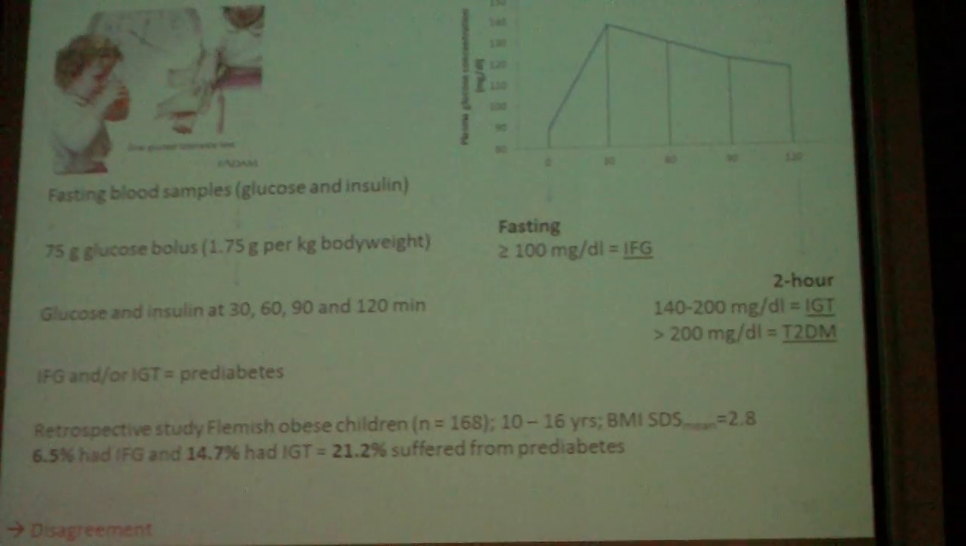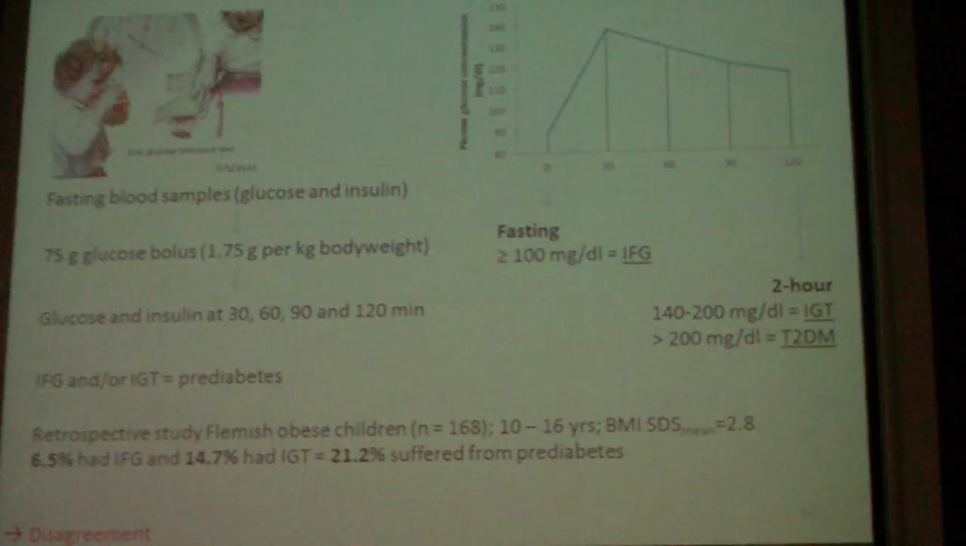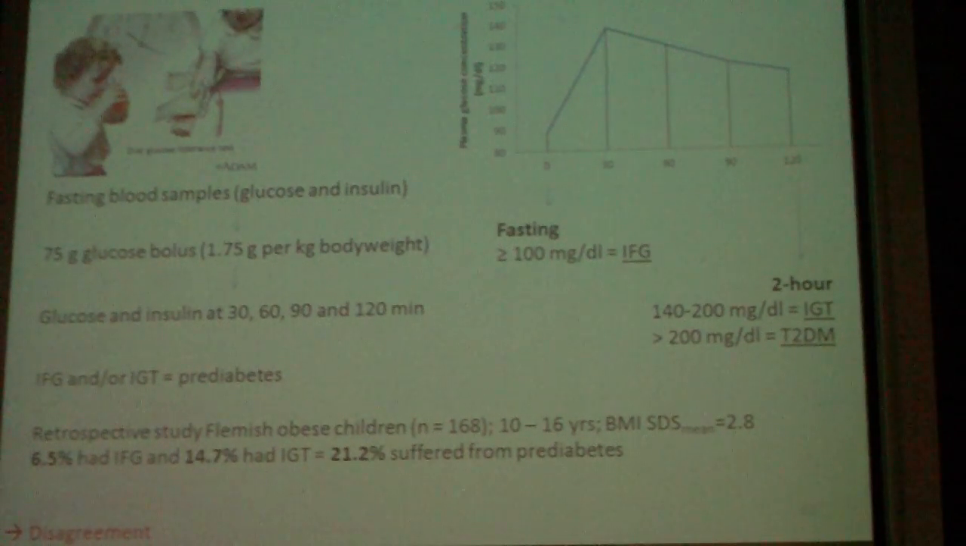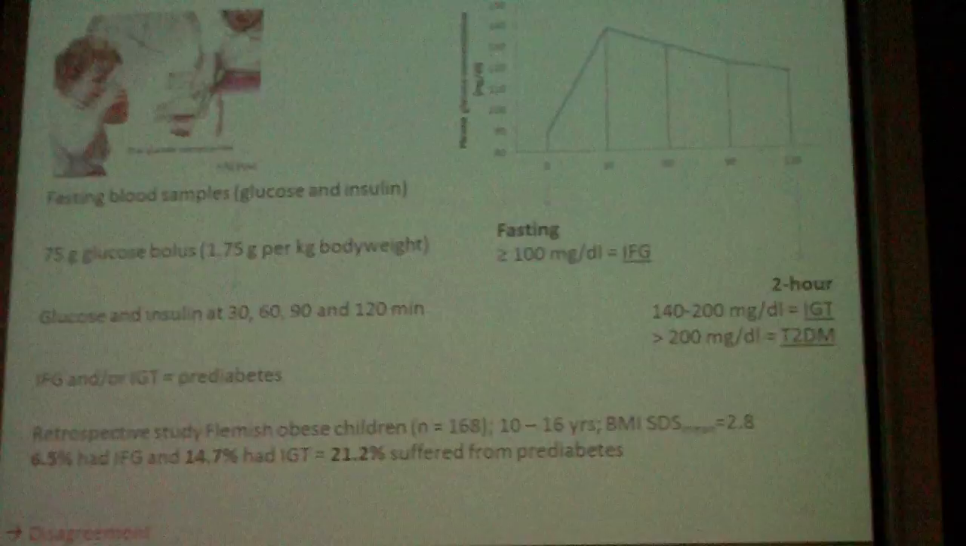But there's also disagreement on it. Some researchers said we only have to focus on fasting levels, but other researchers said we have to focus on both. Other researchers said other things. So in our study sample, we saw that if we took it together, 21% suffered from pre-diabetes, but we still don't know if pre-diabetes or the metabolic syndrome is the best screening factor for diabetes eventually.